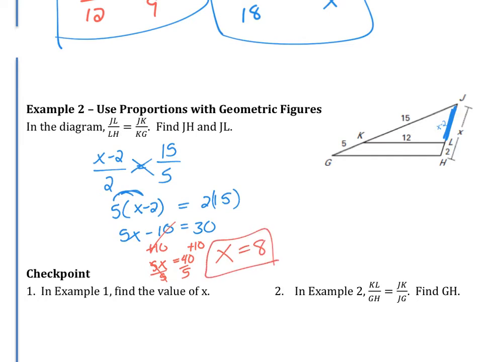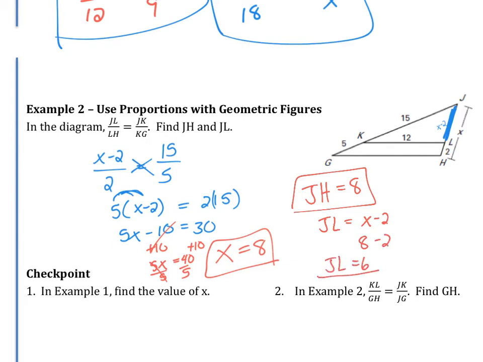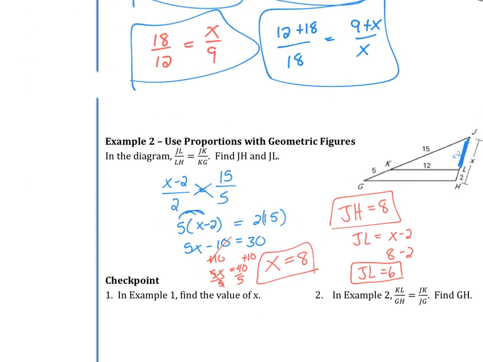So since x equals 8, how big is JH? JH equals 8. And then JL is x minus 2. So it's 8 minus 2, which means JL is equal to 6. So JH and JL are 8 and 6.